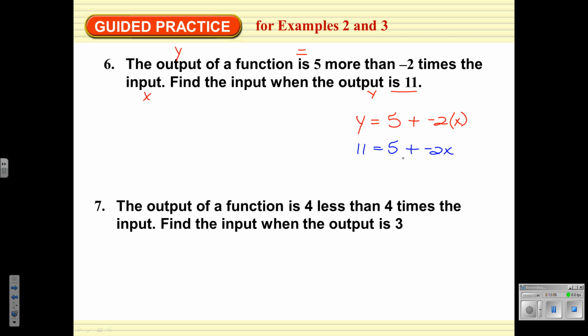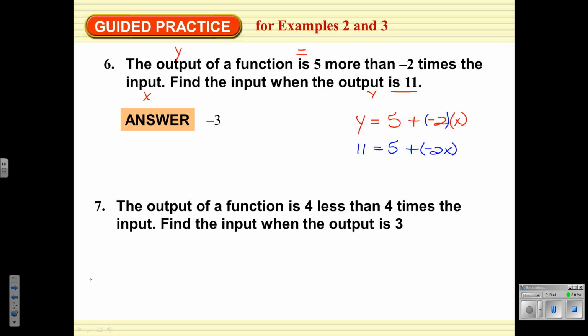So subtract 5 first. This is a positive 5, so you'll do a negative 5, and then you'll divide by negative 2. Okay? I should technically have parentheses around that because of that plus sign. All right, you should come up with an answer of negative 3. And when we check it, negative 3 times negative 2 is positive 6, and 6 plus 5 is 11. So you do number 7.